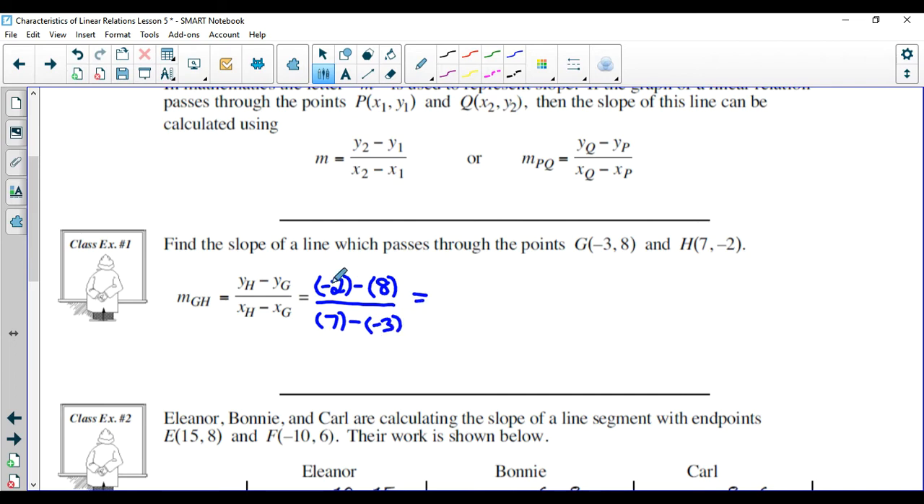And then you get -2 minus 8 would be -10. And then 7 minus -3. Well, you're going to add, because subtracting a negative is the same thing as adding a positive. So it'd be 7 plus 3, so this would be 10. -10 divides evenly into 10. That would give you a slope value that's -1.